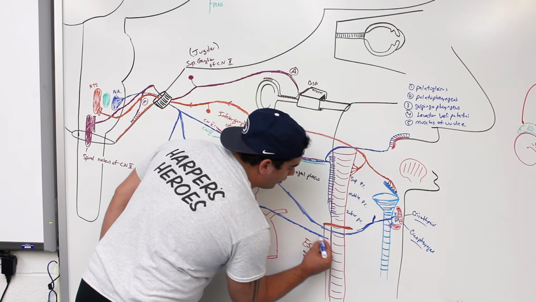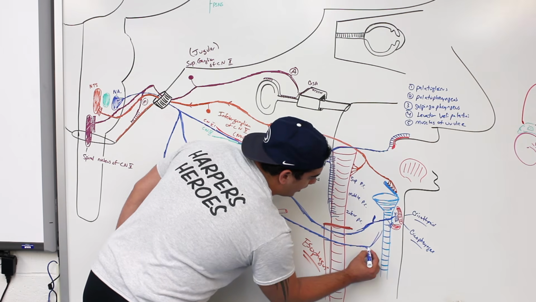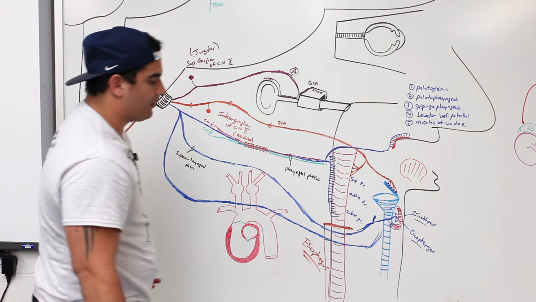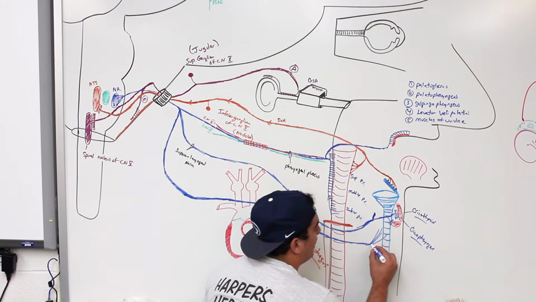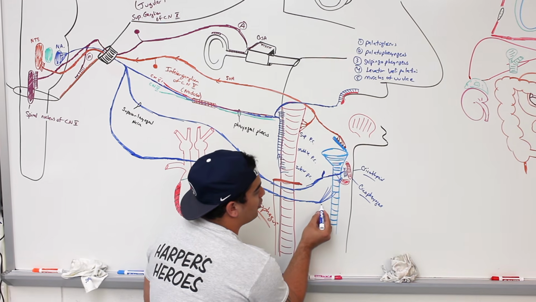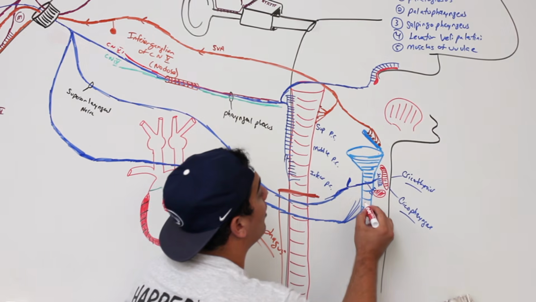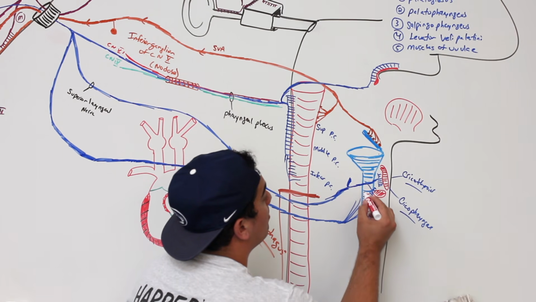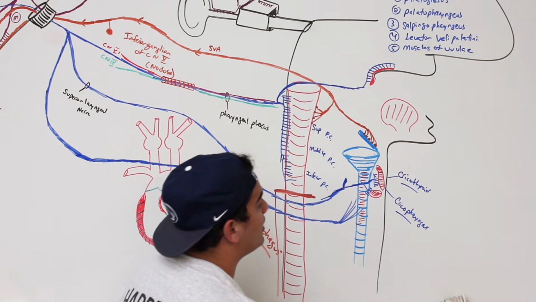Okay, so the recurrent laryngeal nerve is also pretty interesting. What it does is it actually gives off a branch here. It gives off these inferior branches. What are these inferior branches going to do? These branches from the recurrent laryngeal nerve are called the inferior laryngeal nerve. The inferior laryngeal nerve is going to supply a ton of different intrinsic muscles of the larynx.